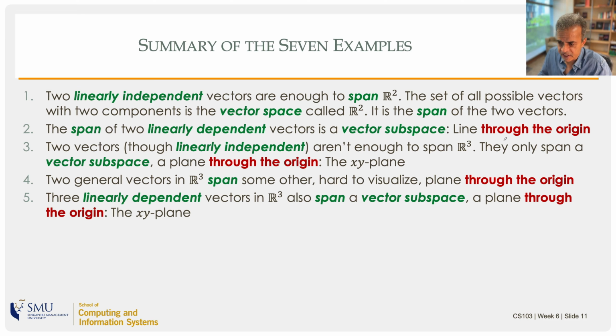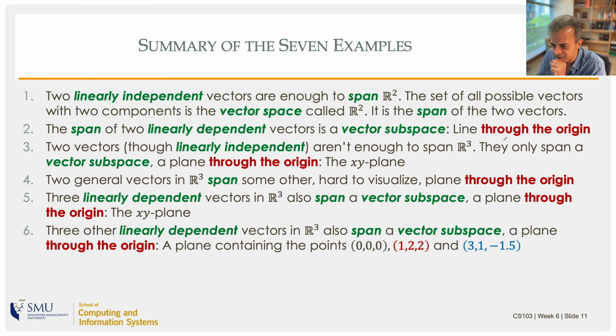Three linearly dependent vectors in R3, which is what we had in example number 5, also span a vector subspace. Three linearly dependent vectors would mean they are on the same plane at best, or maybe even on a line, but that would be a vector subspace, a plane through the origin. In the example that we saw, that was the XY plane. Three other linearly dependent vectors in R3, which was the situation we had in example number 6, also span a vector subspace, a plane going through the origin. This plane was a complicated plane, oriented with respect to all the axes and axis planes, but a plane nonetheless.